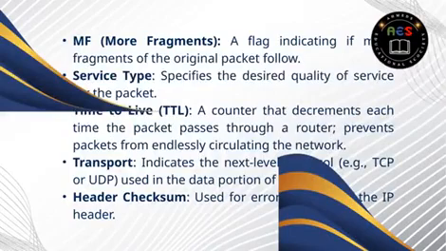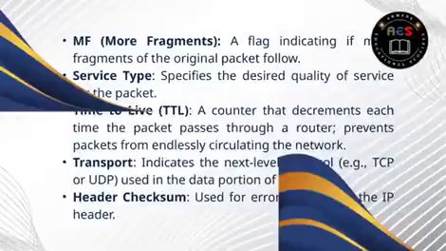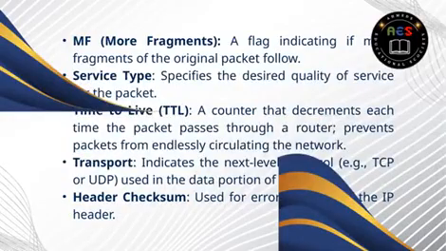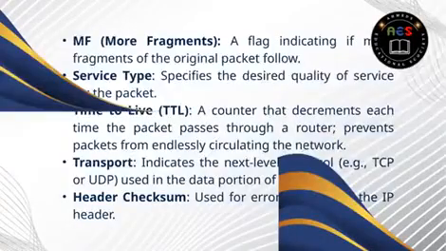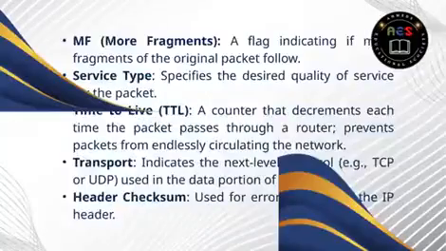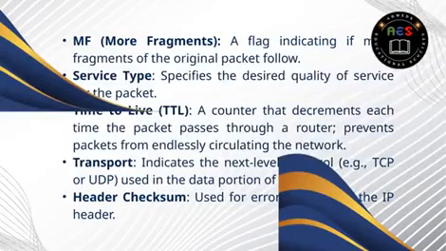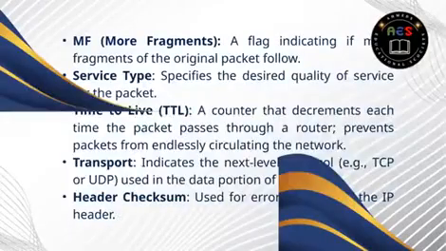Moving on, we have the Transport field. This indicates the next-level protocol, like TCP or UDP, used in the data part of the packet. It helps the receiving system understand how to process the payload properly. Finally, the header checksum is used for error checking. It helps verify that the header data wasn't corrupted during transmission. If the checksum doesn't match, the packet can be discarded or flagged for retransmission. All these fields work together to ensure our data is delivered accurately, efficiently, and with the right priority, highlighting the robustness of the IP protocol in managing network communication.